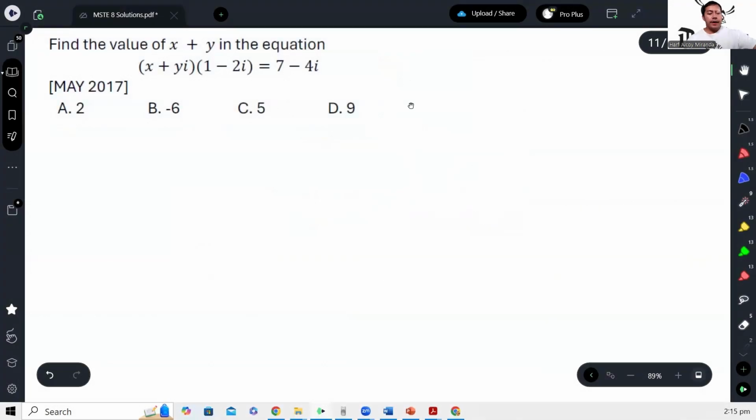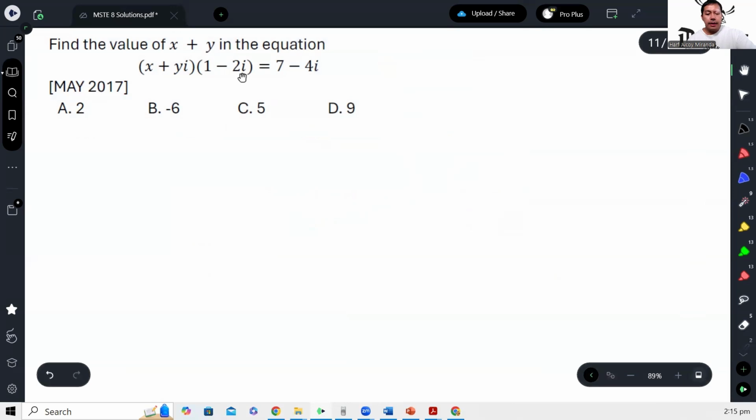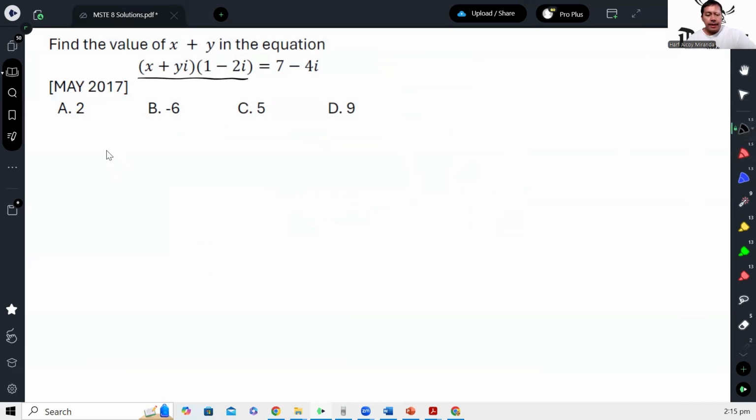Okay, next. Find the value x plus y in the equation (x plus yi) times (1 minus 2i) equals 7 minus 4i. Alright. In order for us to solve this, kailangan lang muna natin i-expand itong part na to. No? So, i-multiply natin isa-isa.